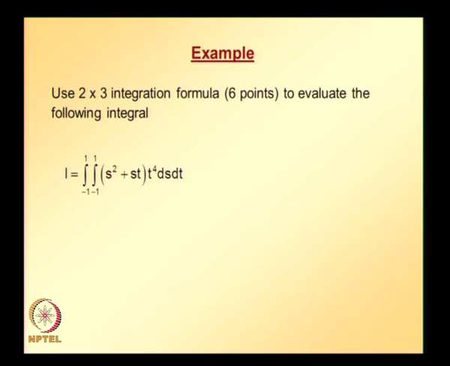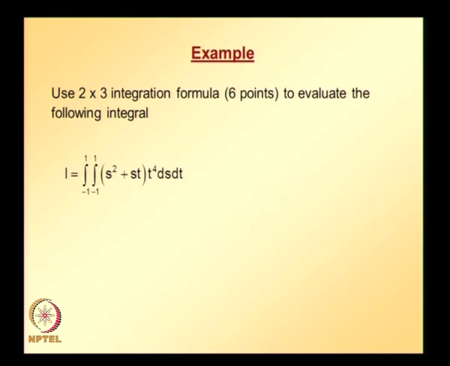It is suggested to use 2 points along the s direction and 3 points along the t direction to evaluate this integral. So let us check whether this leads to the exact solution or not. The highest order of the integrand along the s direction is 2. So 2n minus 1 is equal to 2, so n is equal to 1.5, and we need to round it off to the higher side, 2.